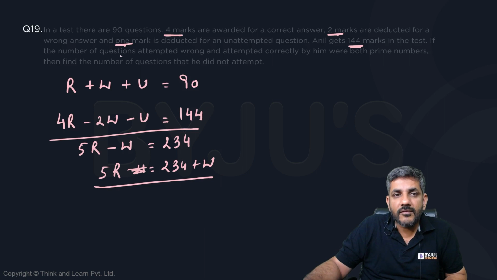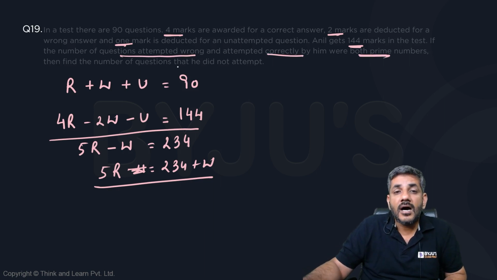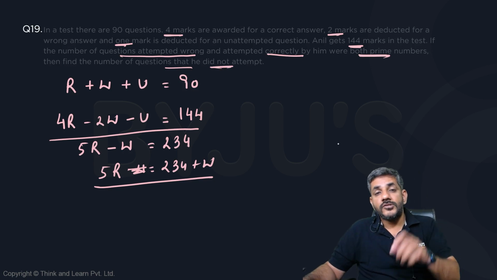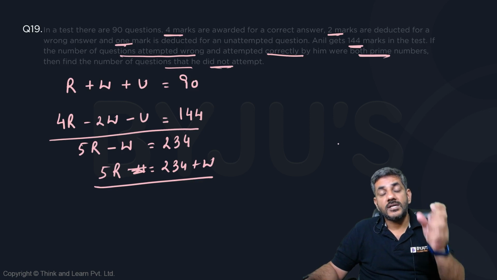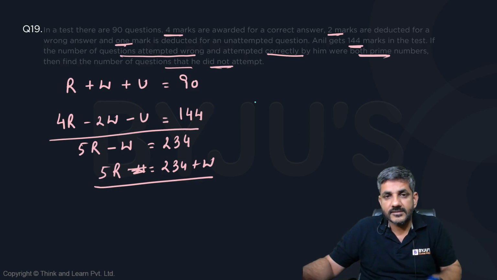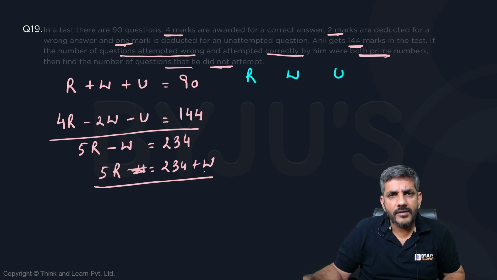Question says the number of right answers and the number of wrong answers, he says the number of questions attempted correctly by him were both prime numbers. How many questions did he not attempt? So right and wrong are prime numbers. Question is asking you what is the number of unattempted in such a case. Let's make a few cases here. What can be the value of W?